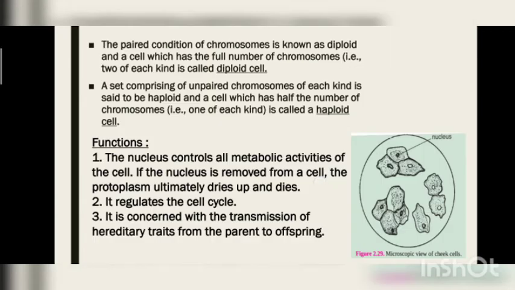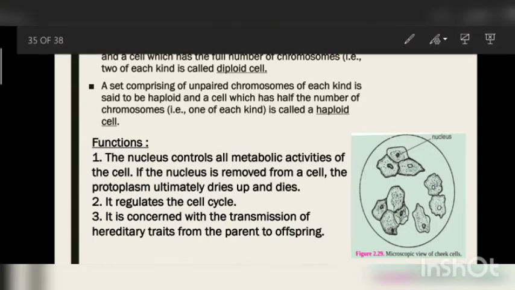Now moving to another part. Depending on the chromosome, we have divided cells into two types. First is the diploid cell, and second one is the haploid cell. So what do you mean by diploid cell? The diploid cell is that cell which contains the full number of chromosomes. Very important, full number of chromosomes. They are called diploid cells. And what is a haploid cell? This contains half the number of chromosomes.